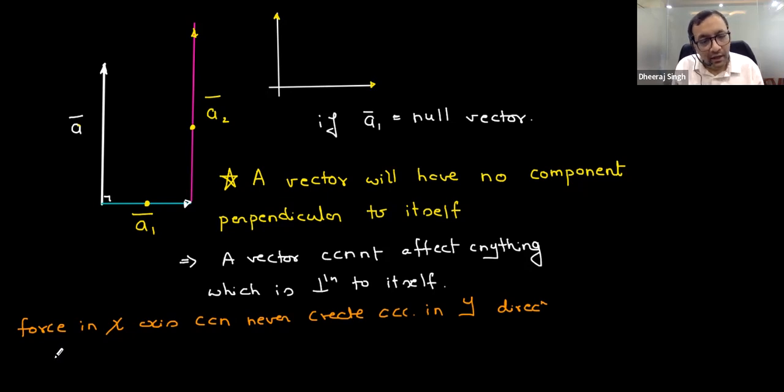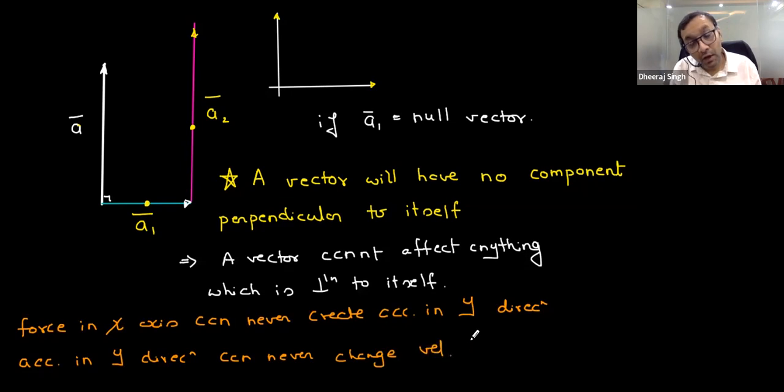Similarly, the acceleration in the y direction can never change velocity in the x direction. That is a property of a vector. A vector cannot affect anything perpendicular to itself because it has no component in that direction. So these are just example number one, example number two. There can be millions of such examples.